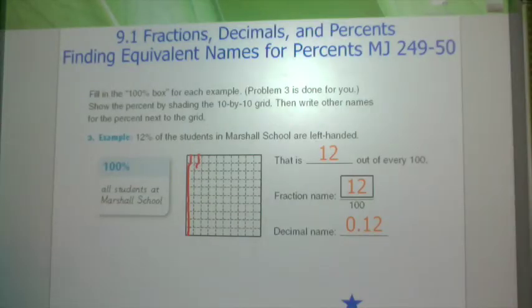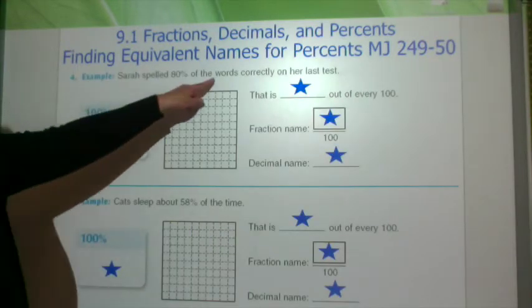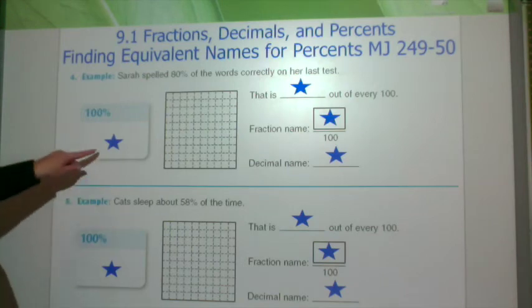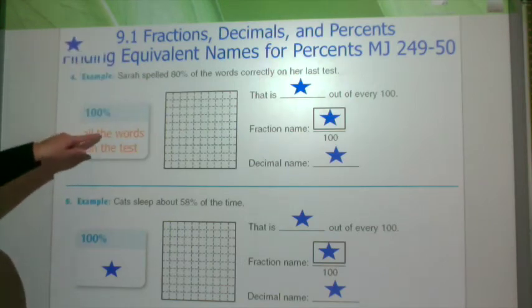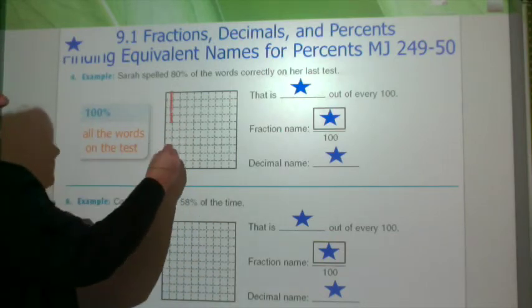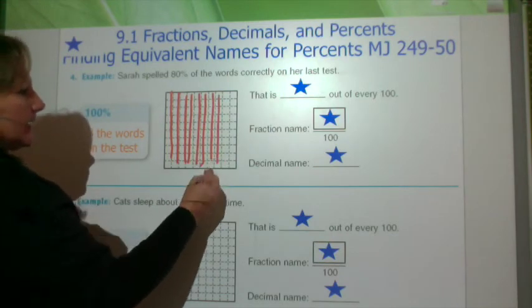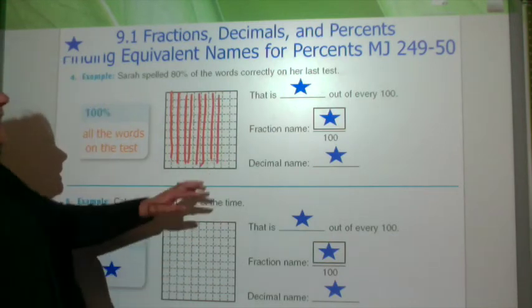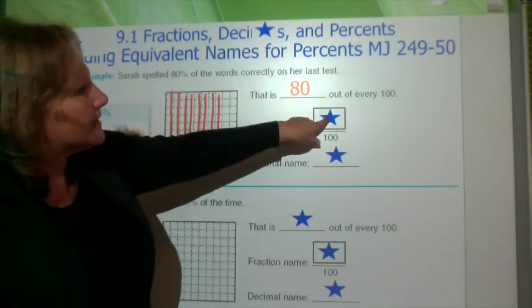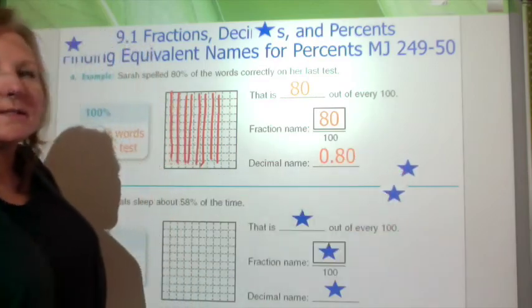Get that denominator to say 100, folks. Super easy. Number 4. Sarah spelled 80% of the words correctly on her last test. What are we talking about? We're talking about all the words on the test. Fill in 80% on the grid. 10, 20, 30, 40, 50, 60, 70, 80. That is 80 out of 100. Fraction name is 80 out of 100. And decimal is 0 and 80 hundredths.